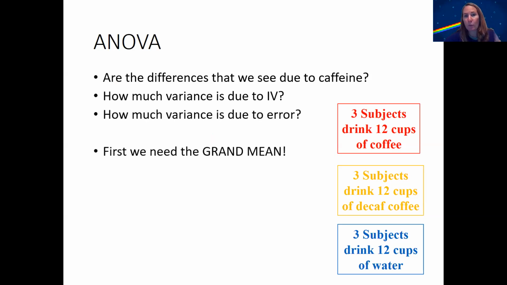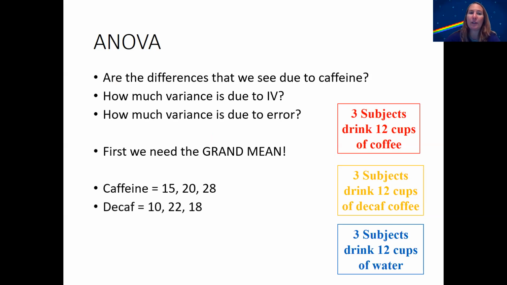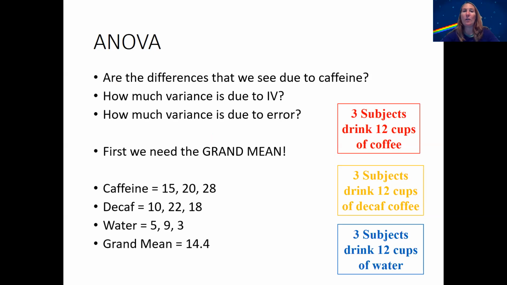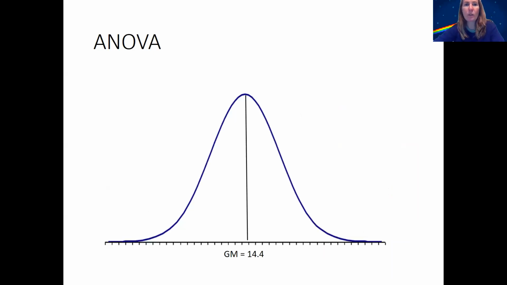Okay, so we want to know how much of this variance is because of our manipulation and how much was due to error. So the first step we have to do is find what's known as the grand mean. If we take these values for each of our levels of our independent variable, we have 3 subjects in each, and we add these up, divide by 9, we get a grand mean of 14.4. So that's the mean of our entire experiment. It's the grand mean.